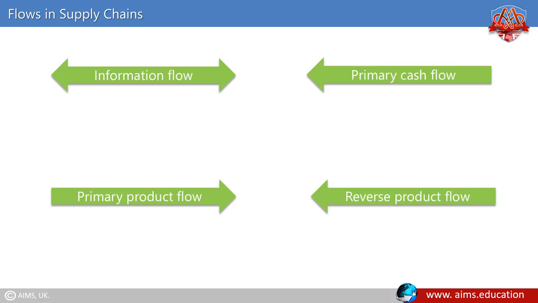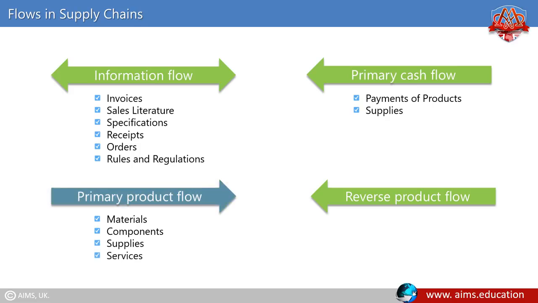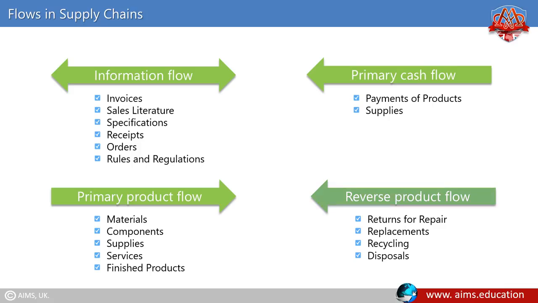Flows in supply chains. There are four flows in supply chains. Information flow includes invoices, sales literature, specifications, receipts, orders, and rules and regulations. Primary cash flow includes payments of products and supplies. Primary product flow includes materials, components, supplies, services, and finished products. Reverse product flow includes returns for repair, replacements, recycling, and disposals.